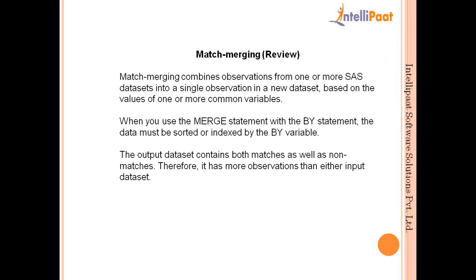As we just saw, before starting this merge concept we were combining two data sets vertically, but merge is basically for the horizontal. It's like a join; in SQL we have a similar topic called join. So basically what happens is that the data sets are combined into a single observation in a new data set, based on the values of one or more common variables.